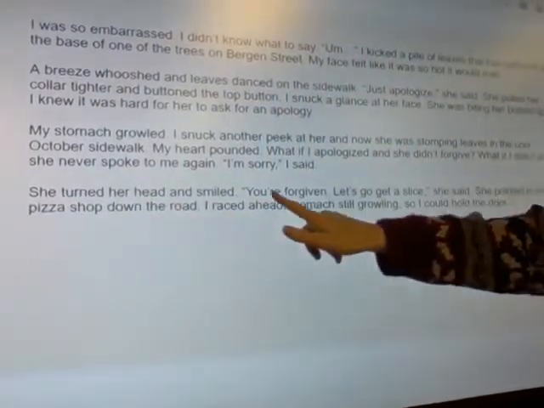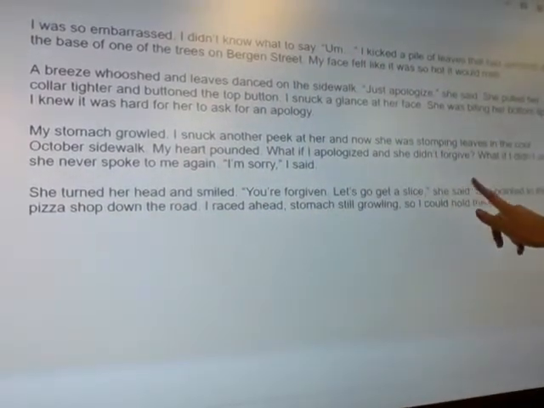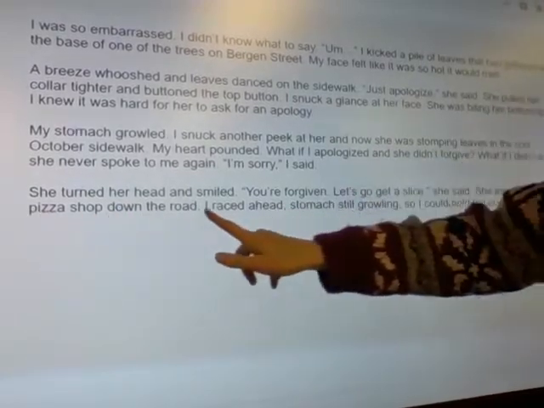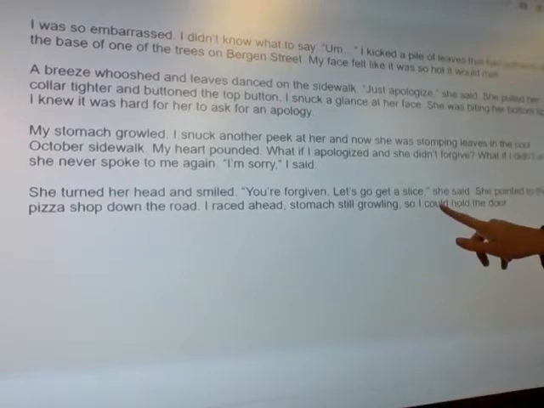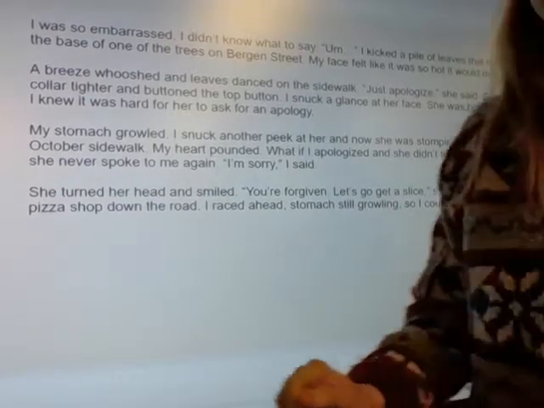She turned her head and smiled. You're forgiven. Let's go eat a slice, she said. She pointed to the pizza shop down the road. I raced ahead, stomach still growling, so I could hold the door.